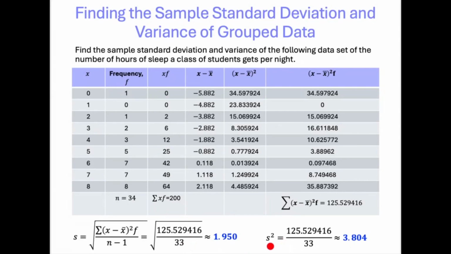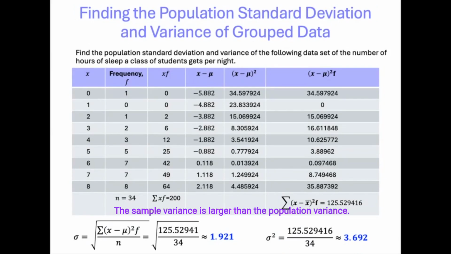Comparing again, the sample variance was 3.804. Notice the population variance is approximately 3.692, so it is indeed smaller. Okay, so let's look at the calculator now.